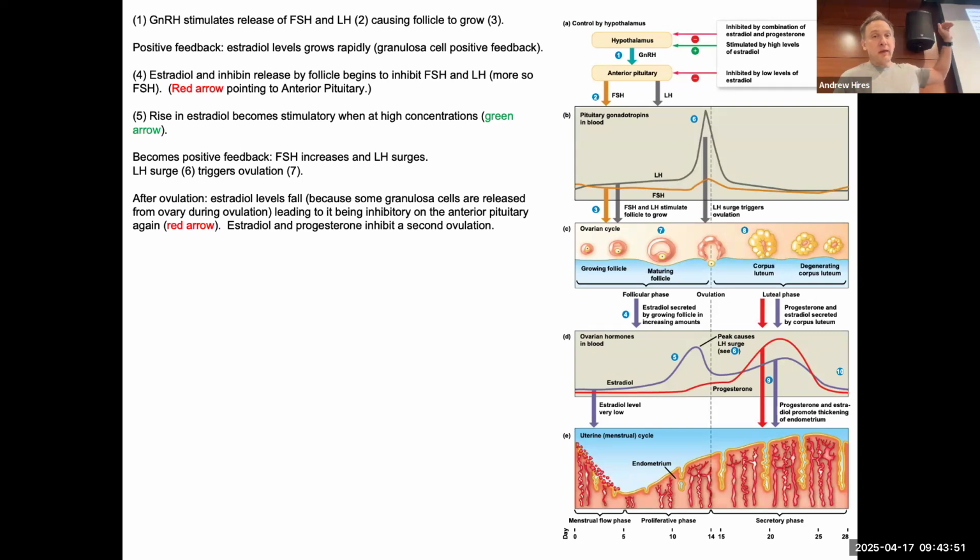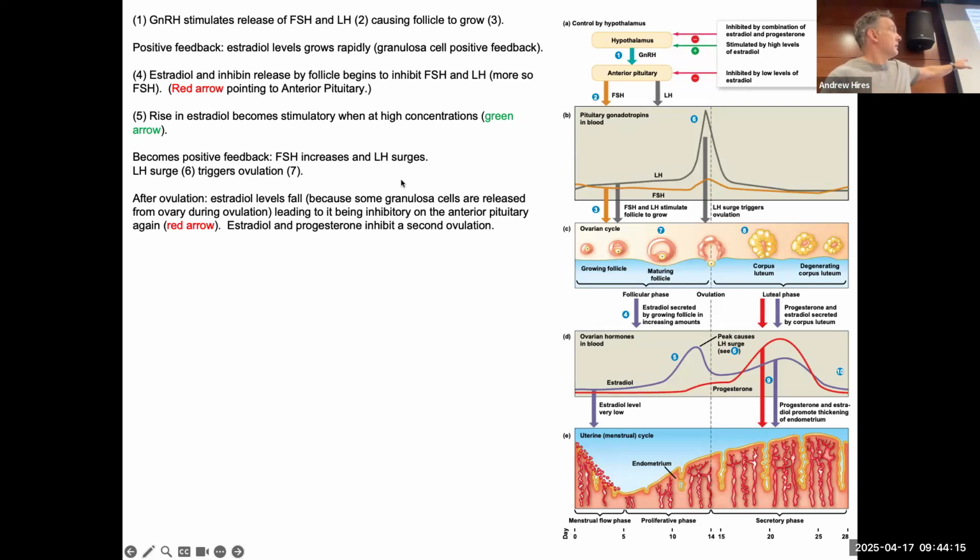We'll have a drop in LH levels. And we're going to also have a drop in estrogen or estradiol levels because the granulosa cells have been disrupted. Some of them are released from the ovary. And what will happen then if our estradiol levels fall? We now move back into a regime where estradiol is inhibitory to the hypothalamus rather than being stimulatory.